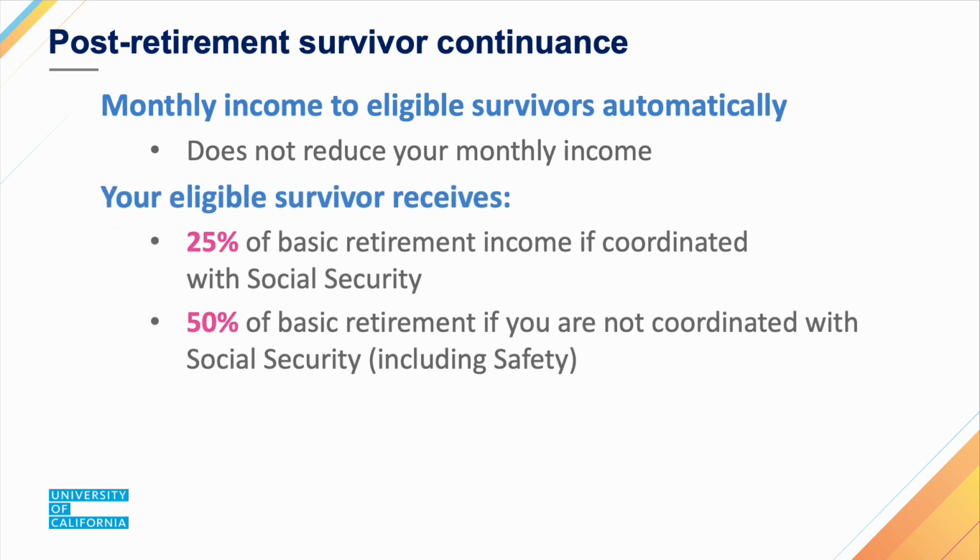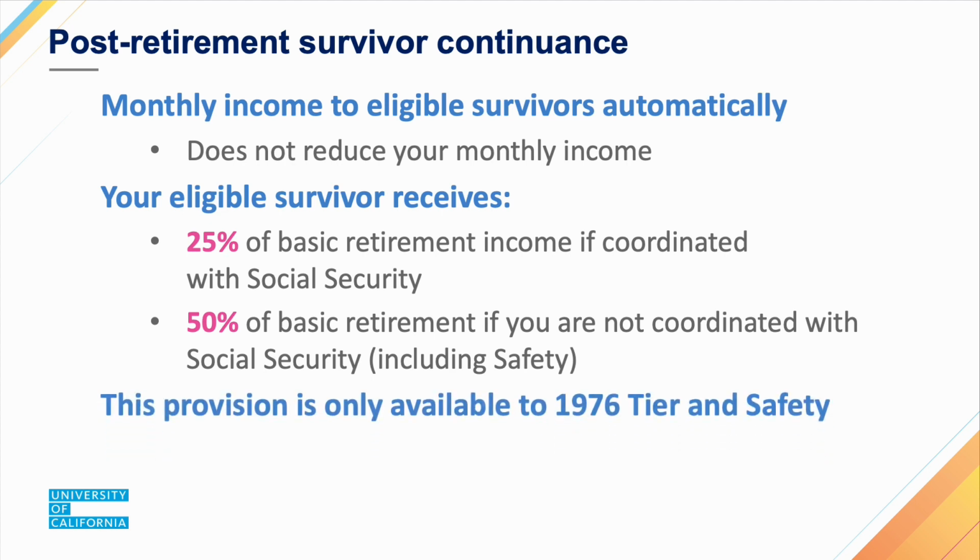So if you're a 1976 member who's coordinated with Social Security, your eligible survivor will receive 25% of your basic retirement income amount. If you're not coordinated with Social Security, or if you're a safety member, your survivor will receive 50% of your basic retirement income. Again, this provision is available only to those of you in the 1976 tier or membership tier, and is not available to those in the 2013, modified 2013, or 2016 tier.